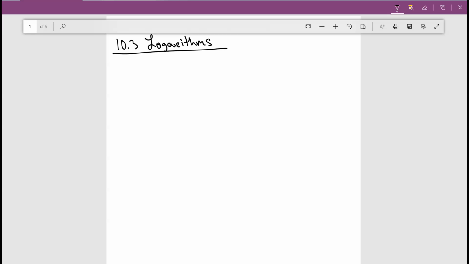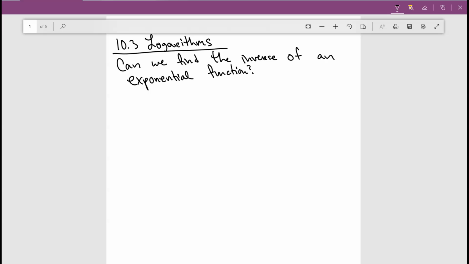All right, so earlier we were talking about inverses and how we can find inverse functions. One of the things that we really want to do is the following: can we find the inverse of an exponential function? That's what I want to do. Let's say you had f of x equals a to the power of x. We want to find the inverse of this thing.